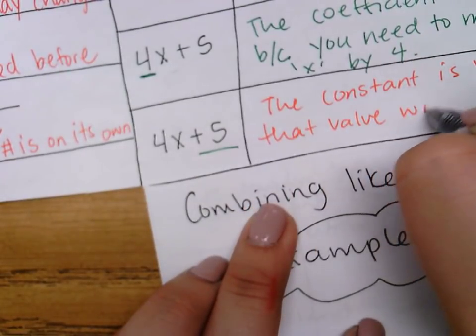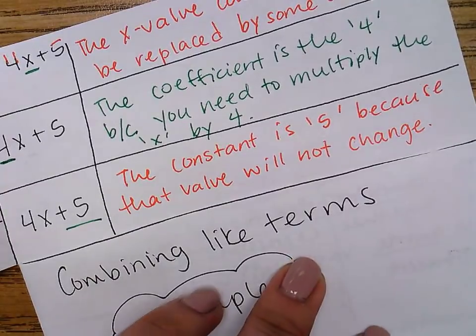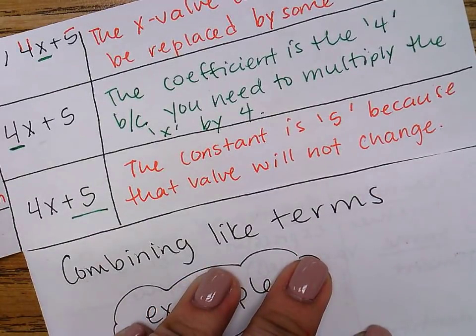Value will not change. Sorry, I didn't notice that it was cut off. The constant is 5 because that value will not change.